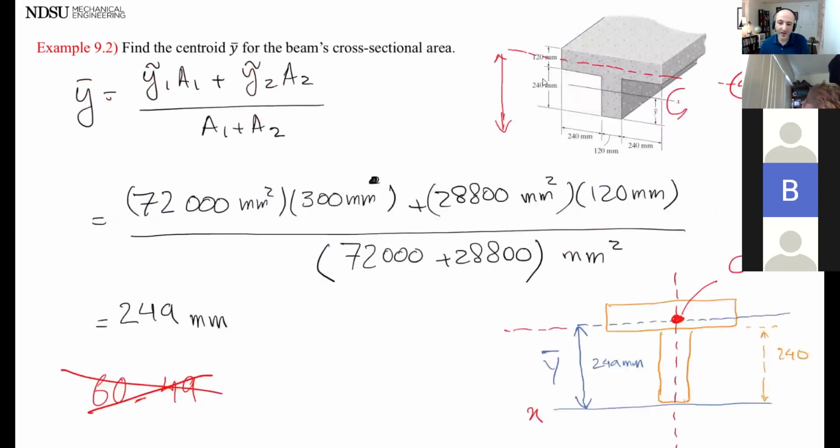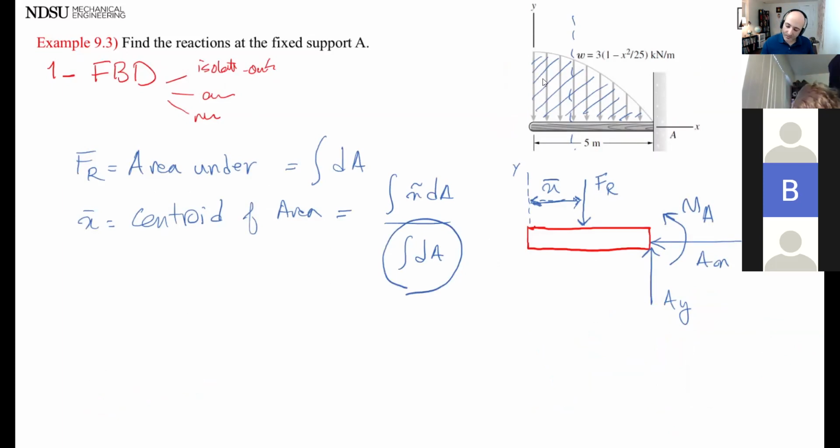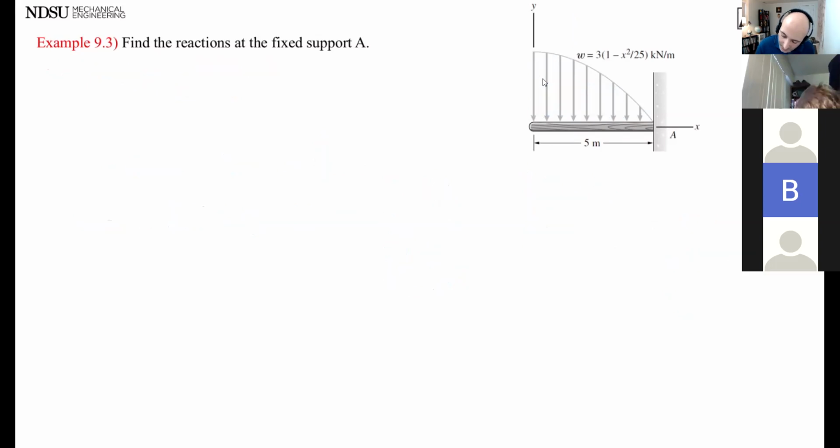What I just found for this problem is the centroid of this area with respect to the Y axis. Here, if I find centroid of area, and if I find area under loading, I find my FR and X bar. All you have to do is write the equation. Pretty much if you do the centroid, you can find the area too, because it has this one in it, right? So let's do that. We got to find 2 things. Let me go back here.